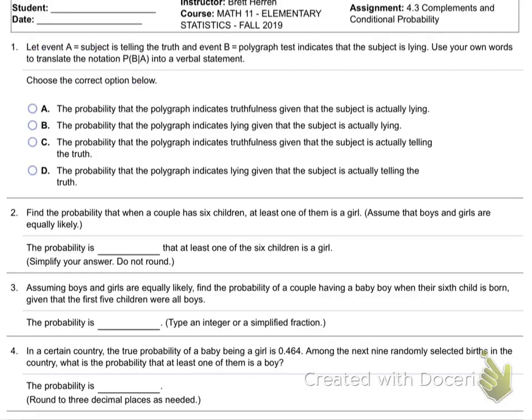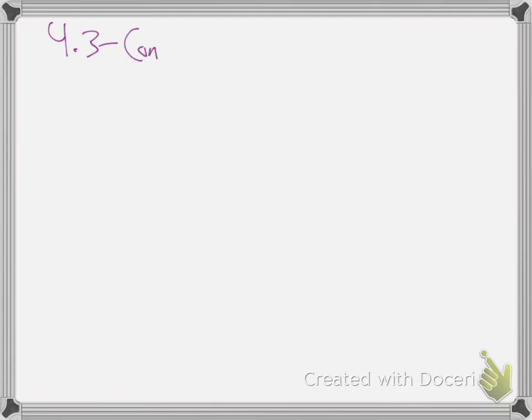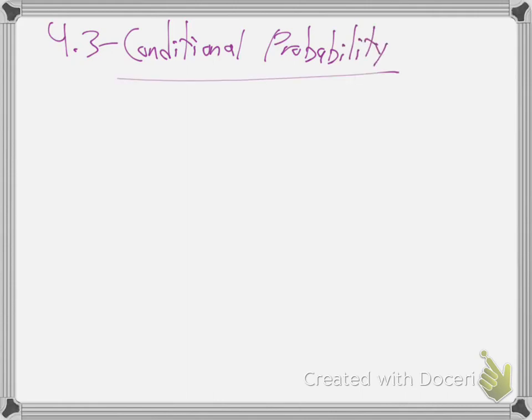So again, back to this issue. If I roll a die, so here we are. This is section 4.3. What is it titled? Complements and conditional probability. I'm just going to call it conditional probability because that's the main thing. So I want to give you the big idea of conditional probability.